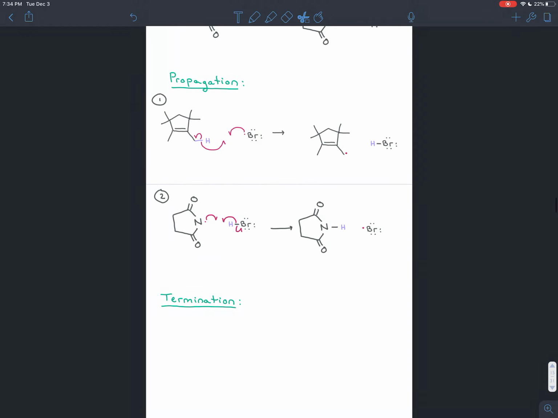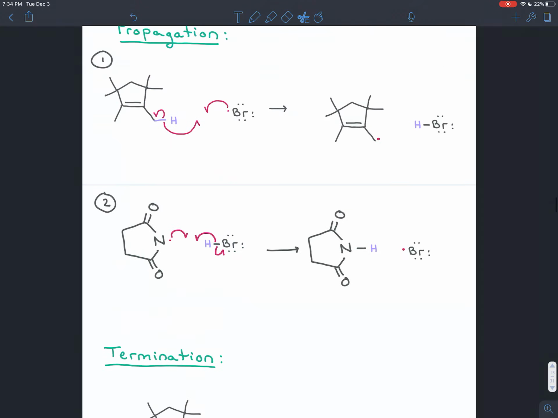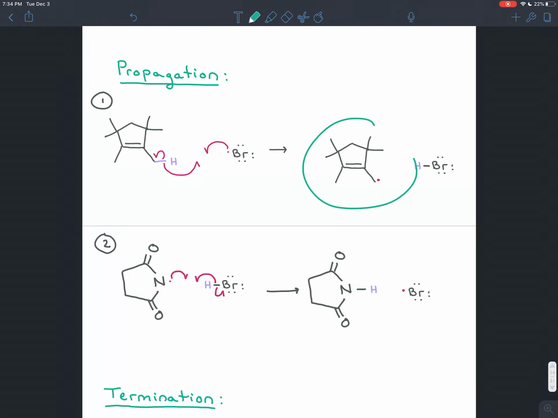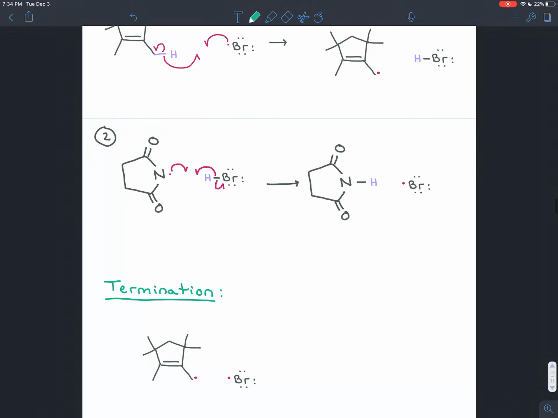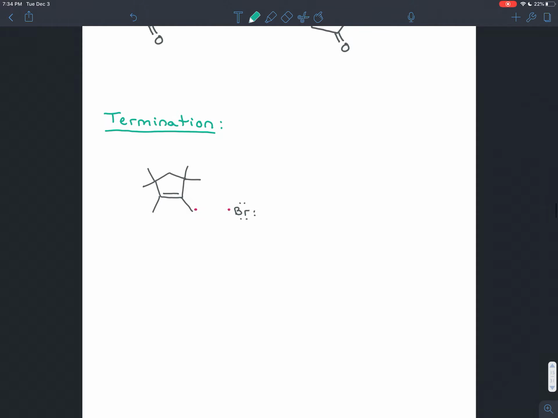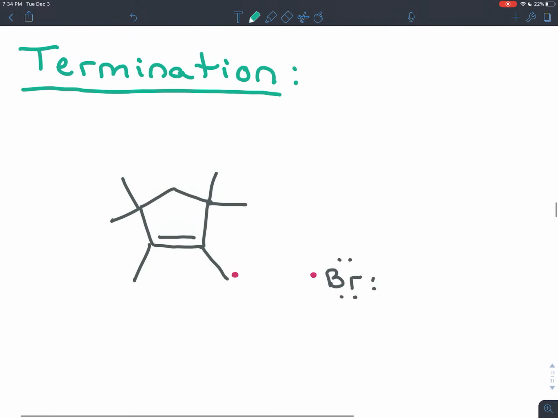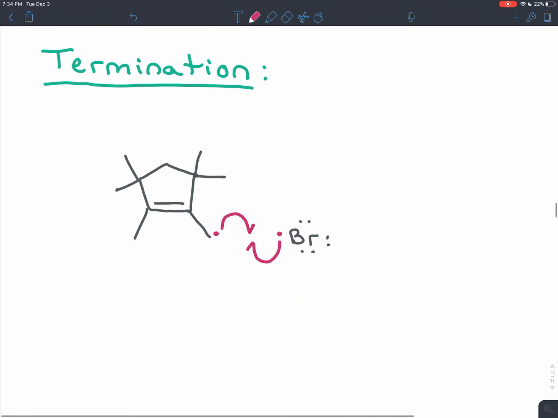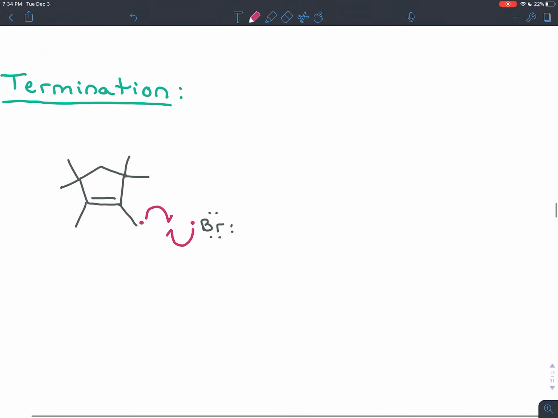So in the termination step, two radicals combine. And by combining, you destroy the radicals. Everyone's electrons are going to be paired. So we take the carbon radical that we formed in the first propagation step, we take the bromine radical that we formed in the second propagation step, and those two radicals are going to pair up. The radical on the left will donate one electron, the radical of the bromine will donate a second electron, and those two molecules will form a new bond to each other.